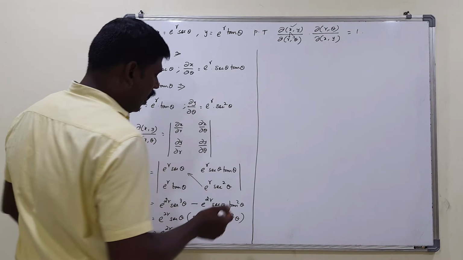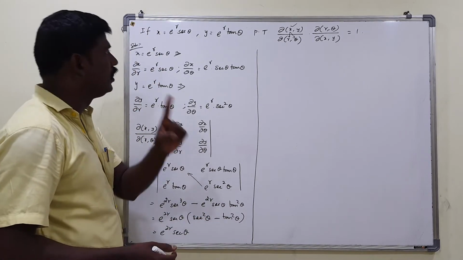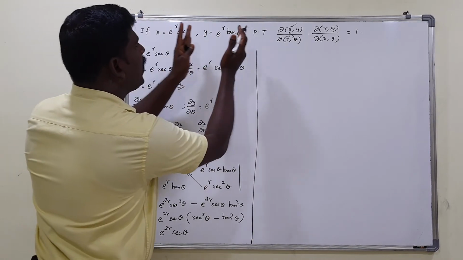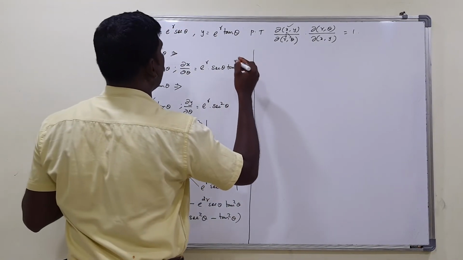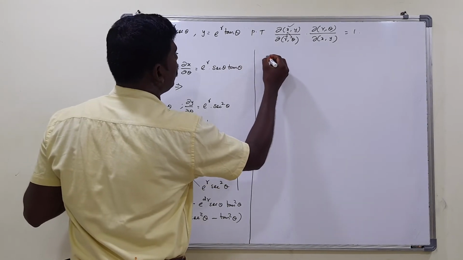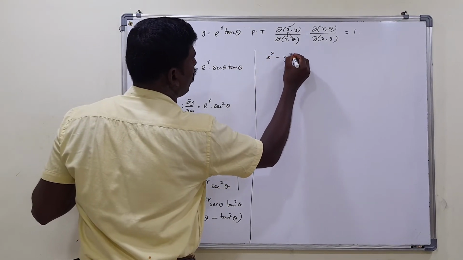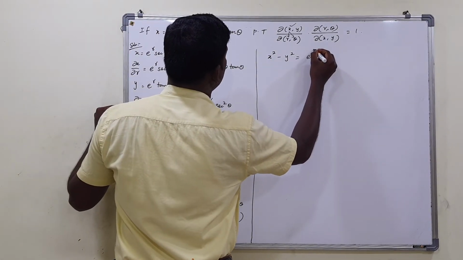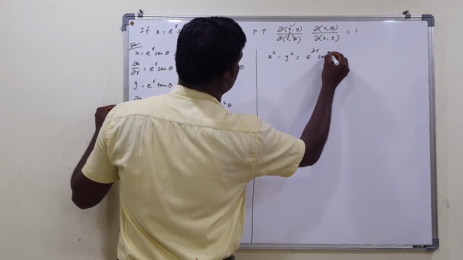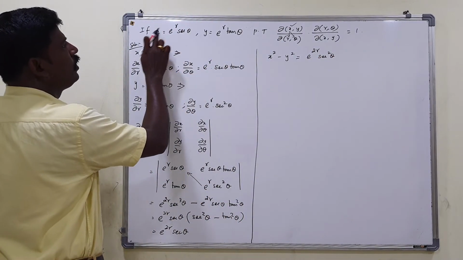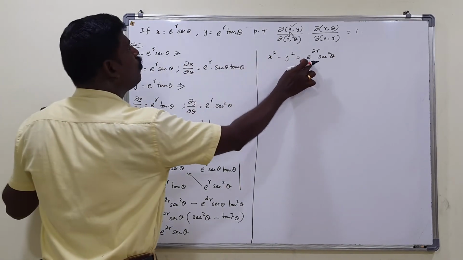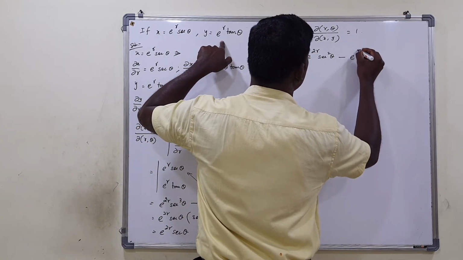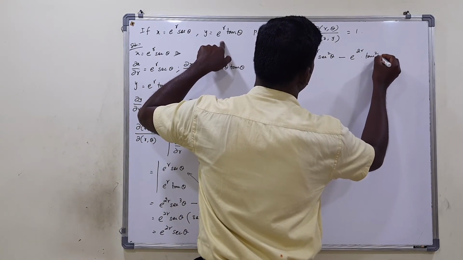Very easiest one. Already we know this formula, secant square theta minus tan square theta is 1. I am going to apply the same concept here by taking the square of x minus square of y. You can get the value of r in terms of x and y. So x square minus y square is equal to, what is x square? E power 2r into secant square theta, isn't it? Square of e power r is e power 2r. Square of secant theta is secant square theta, minus what is square of y? E power 2r into tan square theta, isn't it?